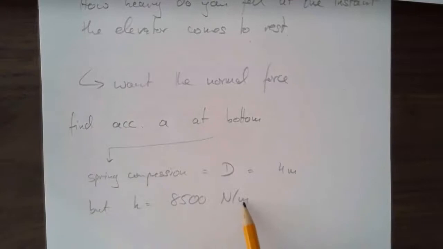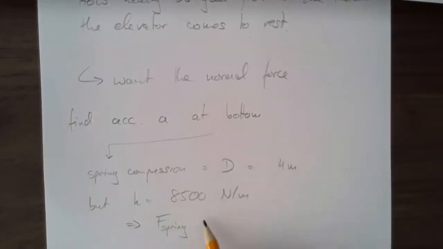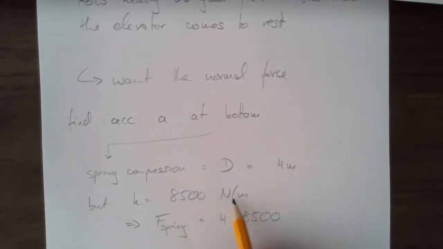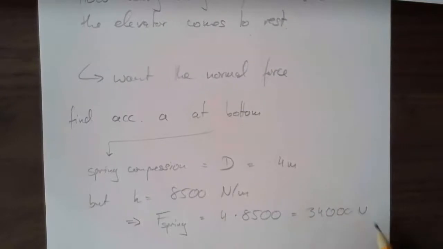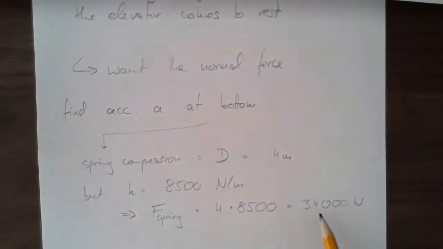But it tells you the force per distance, per compression. So there's the spring force, F spring, and that's only the very bottom, when the spring is all the way squished. It's going to be 4 times 8,500 newtons per meter. I've got 4 meters. And that comes to 34,000 newtons. Of course, that's not the force on you. That would kill you instantly. That is the force on the elevator.